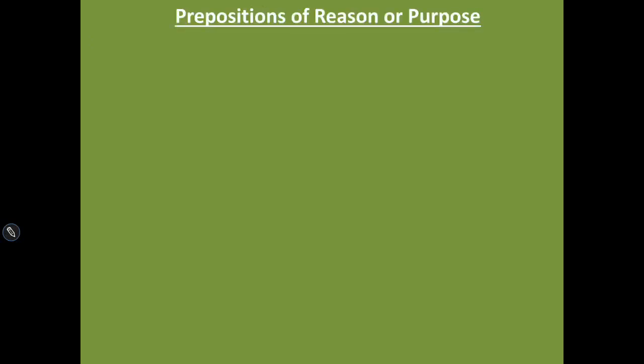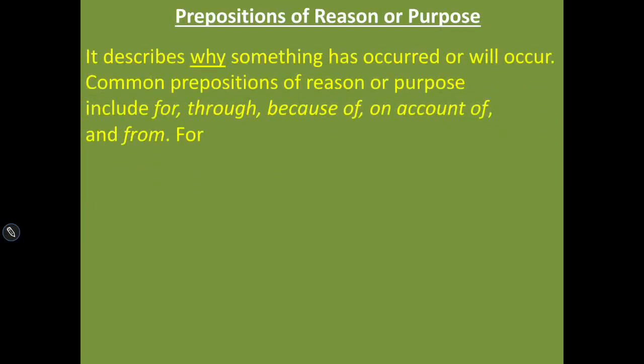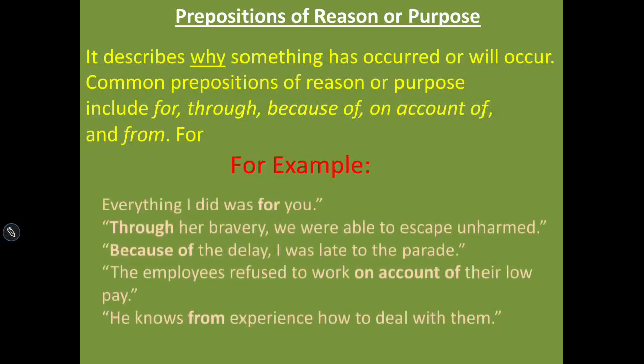Prepositions of reason or purpose. It describes why something has occurred or will occur. It means when we come to know the reason of a particular action, we use prepositions of reason. And these are through, because of, on account of, and from. For example, everything I did was for you. Means whatever happened, you were the reason behind it.